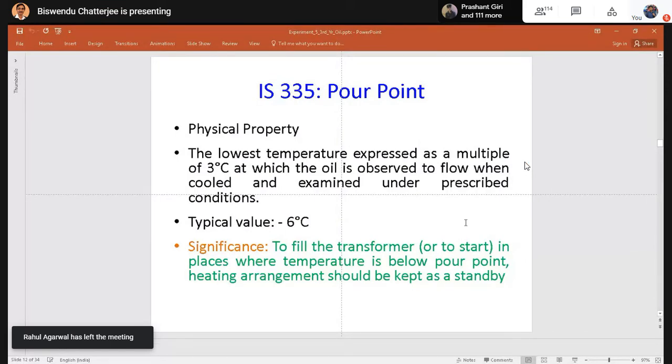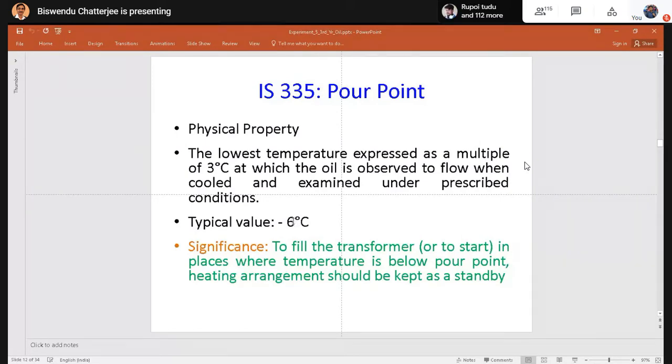Yes, sir. If it changes gradually, then how do I come to a standard that at this -6 degree it will be liquid and at -6.1 degree it will be solid? It will not change that sharply. So at pour point, what is the definition? At which the oil is observed to flow, just it is liquid. So no problem that at -6 degree the oil is just liquid. But when it is solid, if you take it to -6.1 or -6.2, it will be problematic.